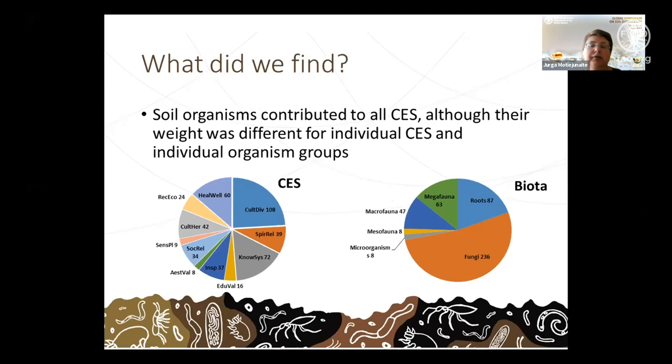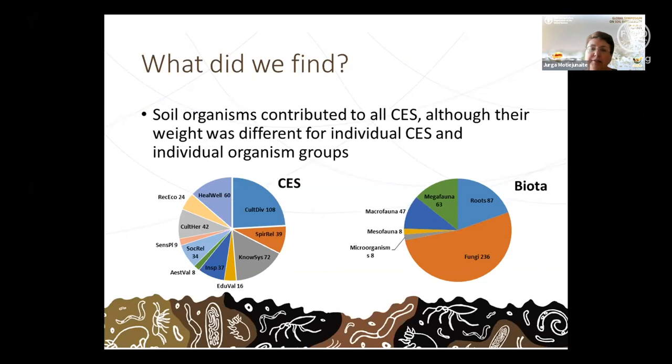And what did you find? We found that soil biota contributed to all cultural ecosystem services, although their weight was different for individual services and individual organism groups. The strongest impact was found for cultural diversity, which means language, folk tradition, other national heritage, etc. And the lowest was found for aesthetic values, and even that was largely negative.